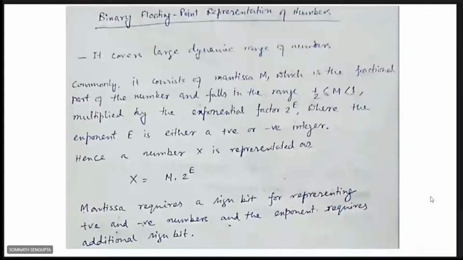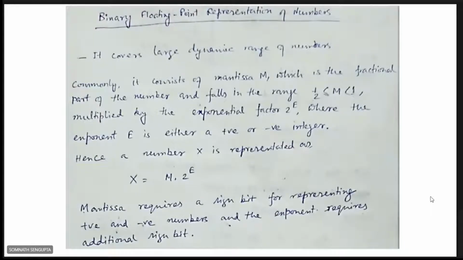So 1/2 to 1 is in decimal, but in binary it is from 0.1 to less than 1. So 0.1 is less than or equal to the mantissa, which is less than 1, with a sign bit.